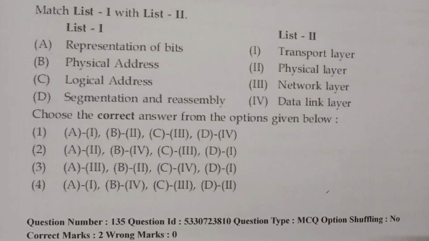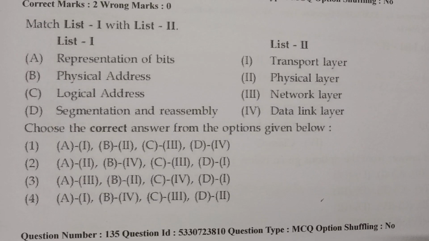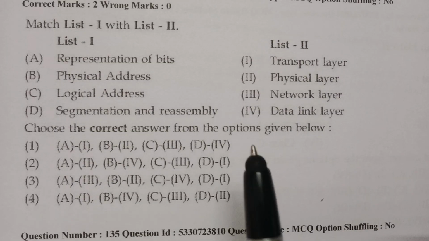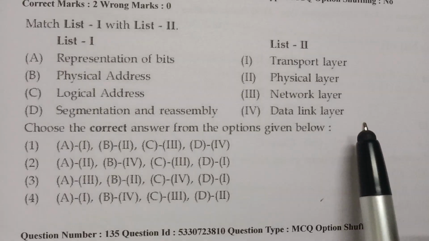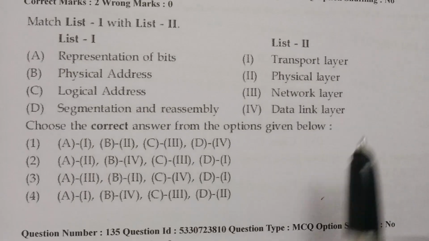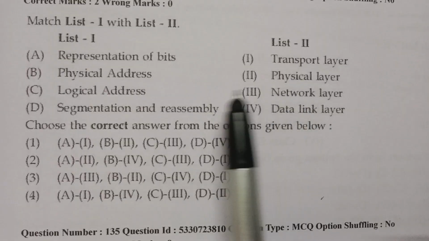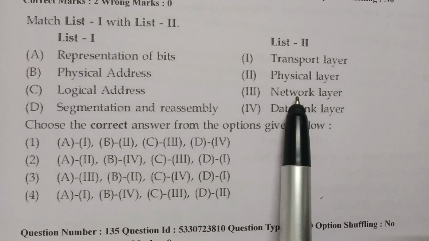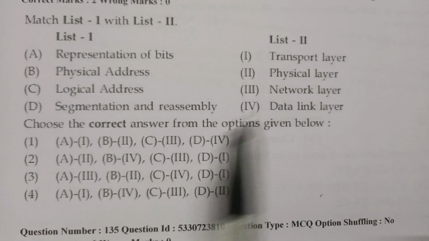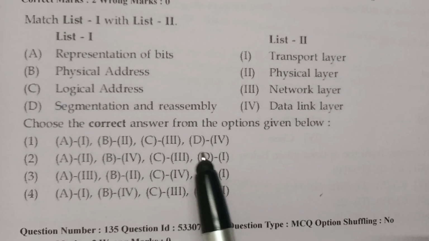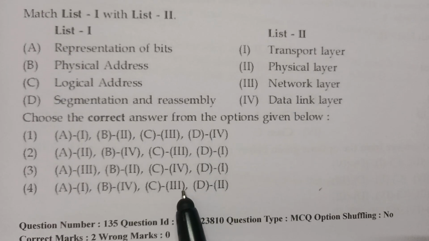This is the last problem from networks, that is, match list 1 with list 2. They have given representation of bits, physical address, logical address, segmentation and assembly. Here they have given transport layer, physical layer, network layer and data link layer. You know the logical address is the network layer. So here the network layer only will give the logical address. So C matches with 3.